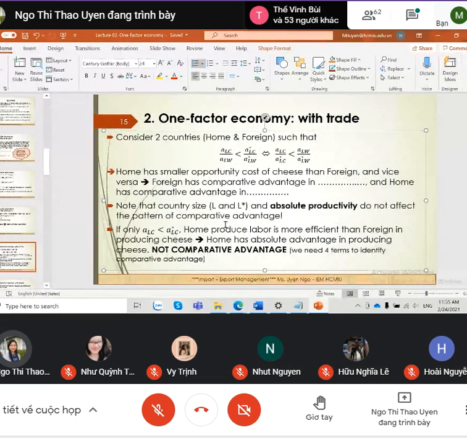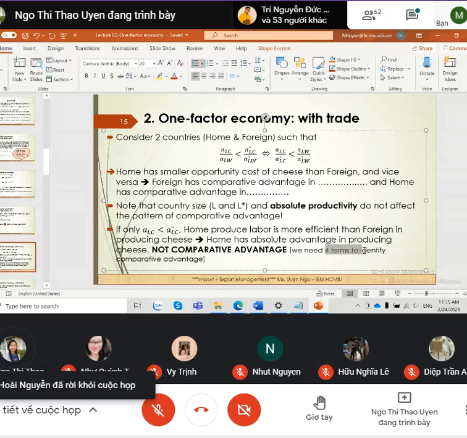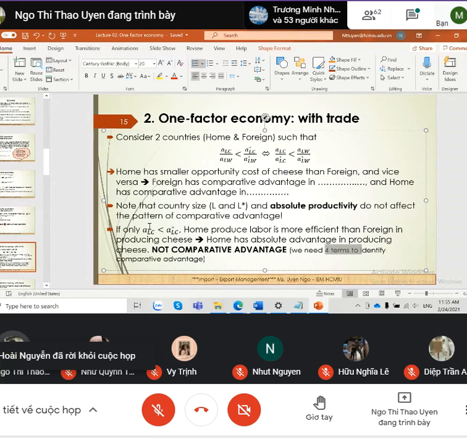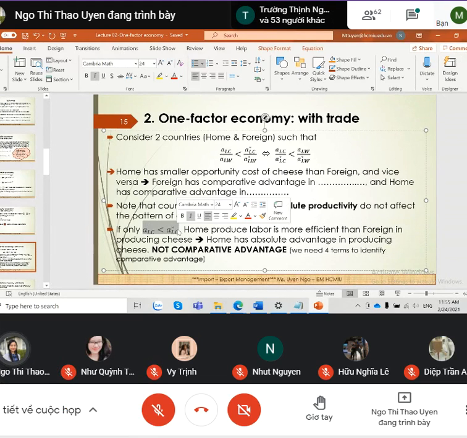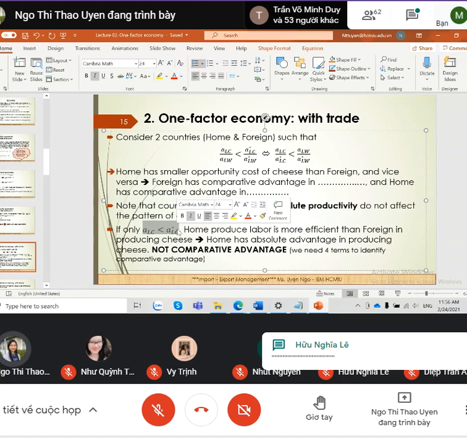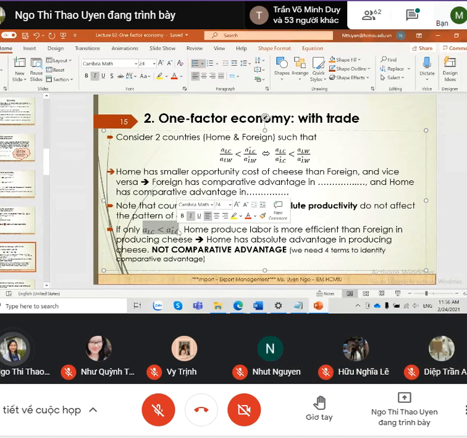So last time we mentioned absolute advantage, and we agreed together that absolute advantage or absolute productivity does not affect the pattern of trade. We need comparative advantage to determine the trade. Or in other words, we need four terms here. If only two terms like this, we call that absolute advantage, and it does not help you determine the trade or the specialization. We need four terms.